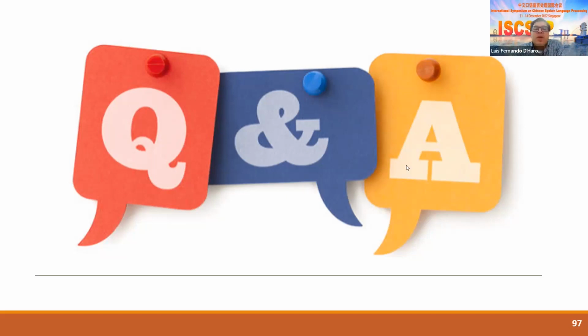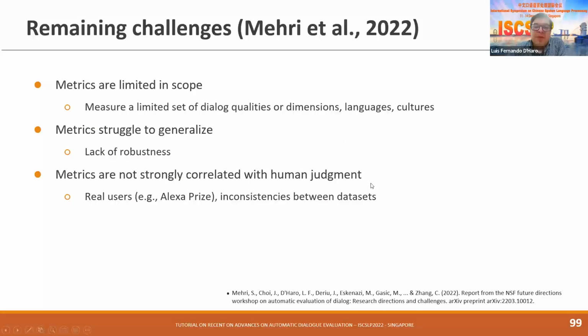Yes, okay. Let me try to finish quickly because we have only 5 minutes left. So what are the challenges and future directions? As we have seen along the different parts of this tutorial, metrics are limited in scope. They cover a limited set of dialogue qualities, dimensions, languages, and cultures. We are not really focusing on those right now, but they are interesting dimensions that should be included in future metrics. Also, they struggle to generalize. For instance, if you change the wording of a sentence, the system will generate a different score than for the original sentence. So metrics should be robust against these semantic variabilities.